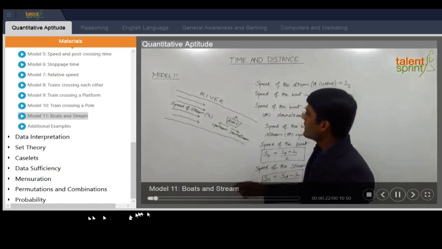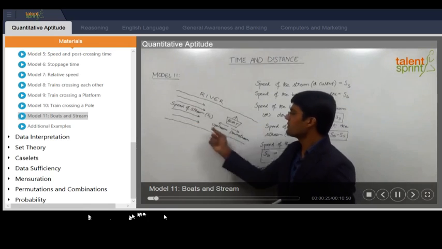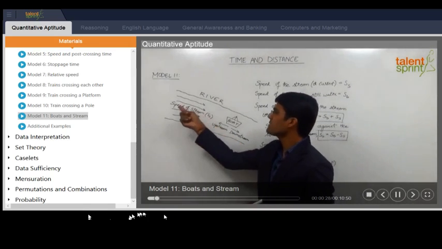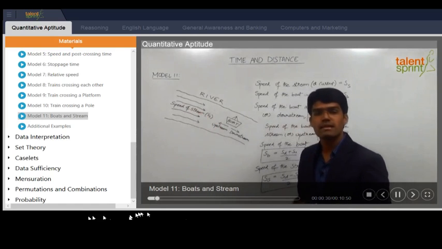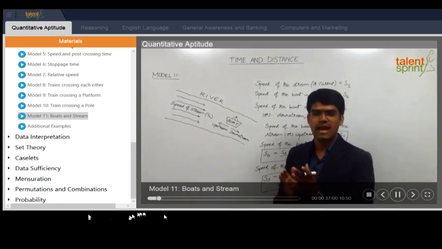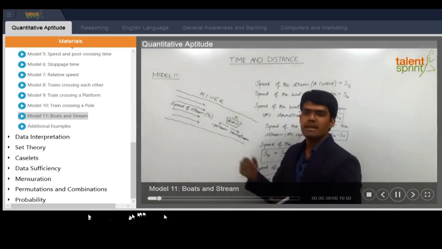As you can see here, we have a river which is flowing at a certain speed, that is SS. It is nothing but the speed of the stream, or it can also be called the speed of the current. A stream or current is nothing but flowing water, and whenever the water is flowing, it has some speed, which is taken as SS.